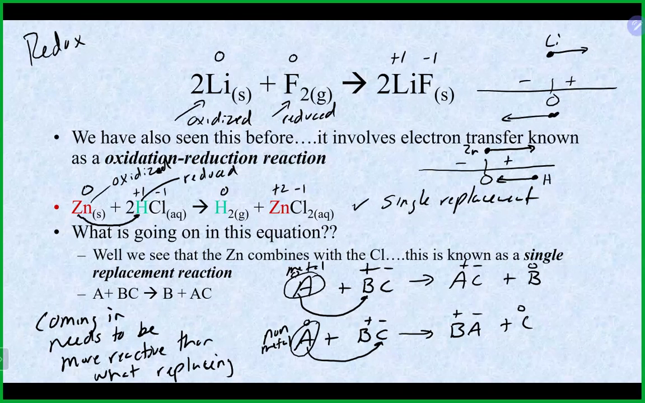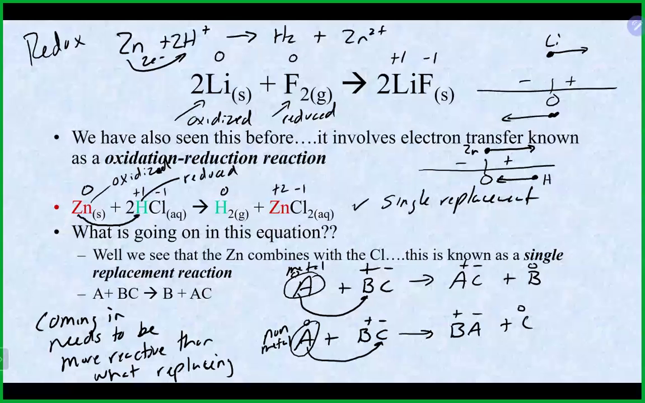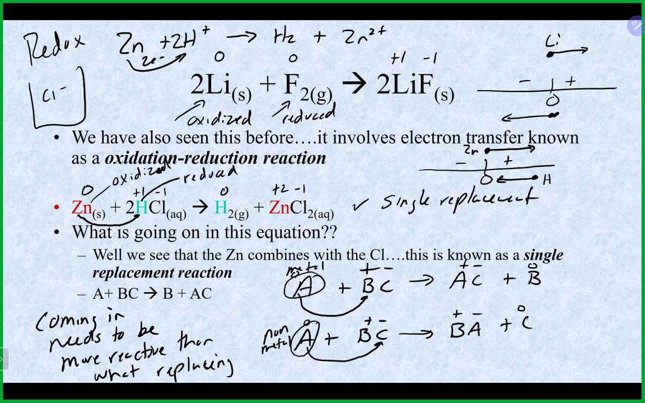What is ultimately happening here, if you get to the net ionic equation, is zinc plus that H+ is going to make H2 plus Zn2+. The zinc is going to send over 2 electrons to the hydrogens. That transfer of electrons is ultimately what's happening. The chloride, like I said, is basically just still floating around as a spectator ion. It's really not doing anything here. So a single replacement reaction is a more specific classification of a redox reaction.